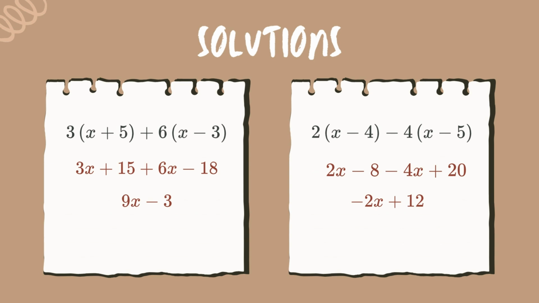Now for the second one, so 2 into bracket x minus 4 will give us 2x minus 8, while minus 4 multiplied by x minus 5 will give us minus 4x plus 20. So 2x minus 4x is minus 2x, and minus 8 plus 20 is 12. So our answer is minus 2x plus 12.